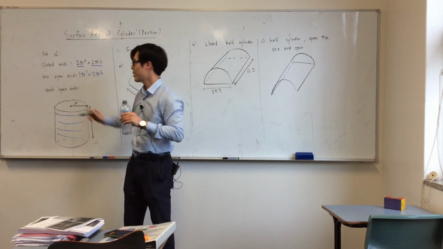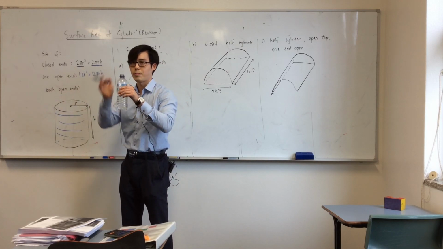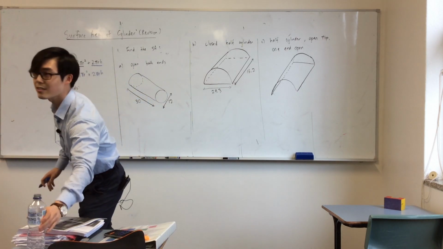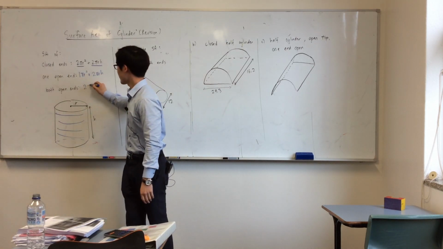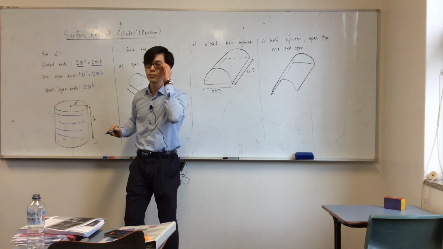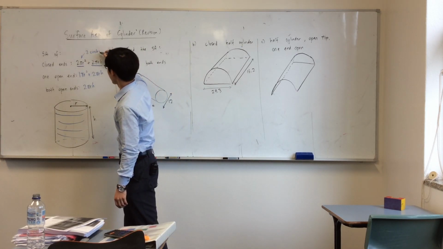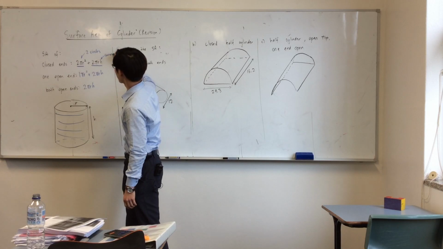Yeah? How about if both ends were open, so there was no circle on the top or the bottom? How do you think the formula would change? 2 pi r h. Yeah, it would just be 2 pi r h. There is no circle. Yeah? So remember, girls, this is the two circles, and this is the area of the curved surface.